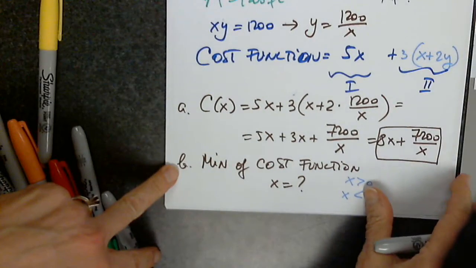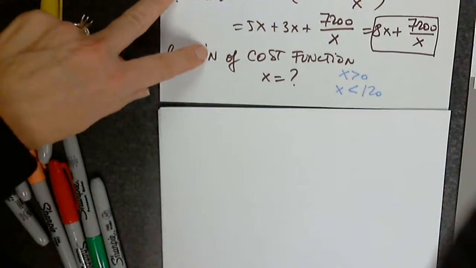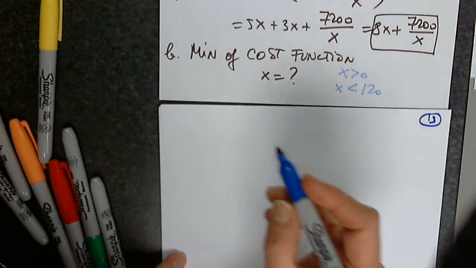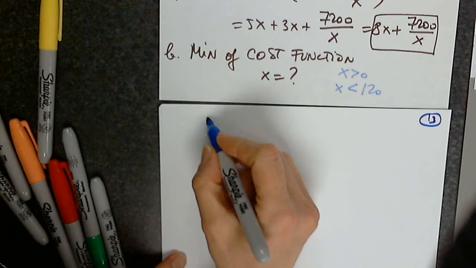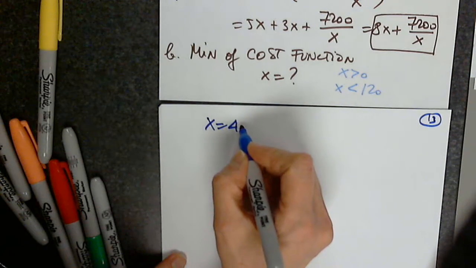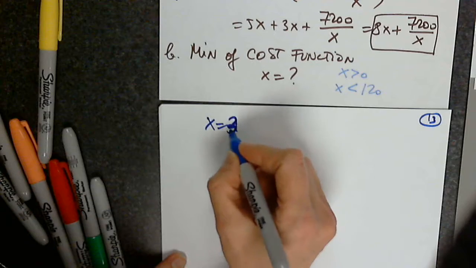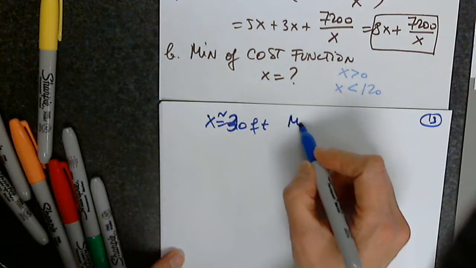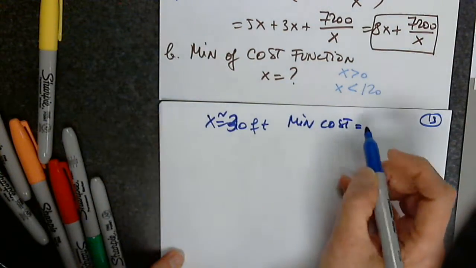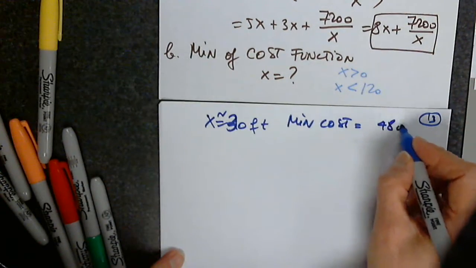We could not have done this without calculus by hand. We had to determine the derivative and set it equal to 0. Yes, it is. So that's why it has the calculator symbol next to it. So x equals roughly 30 feet, approximately. And minimum cost is $480.